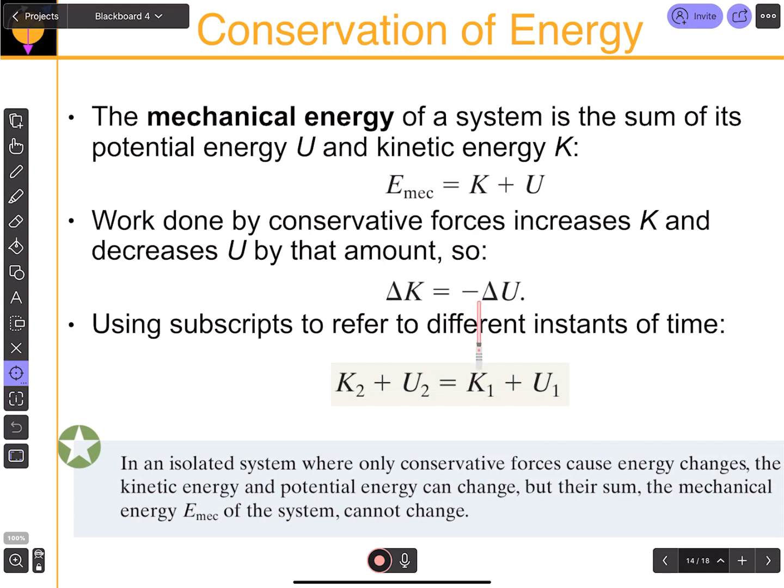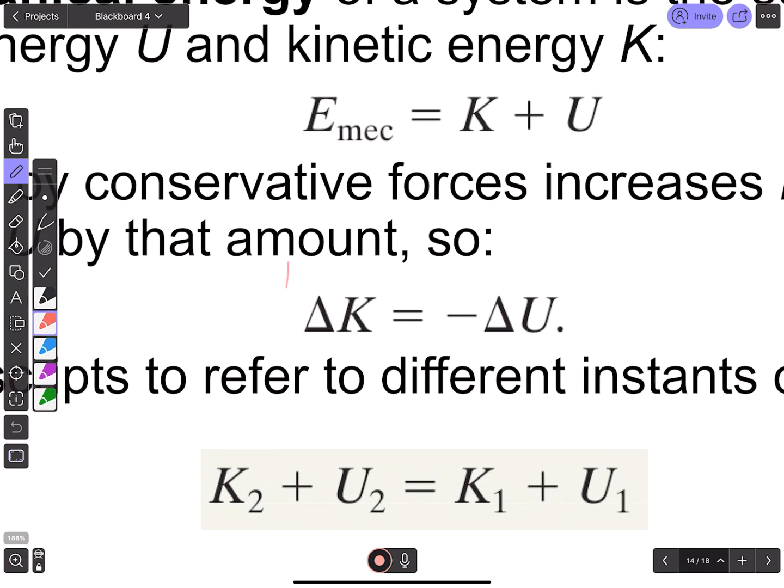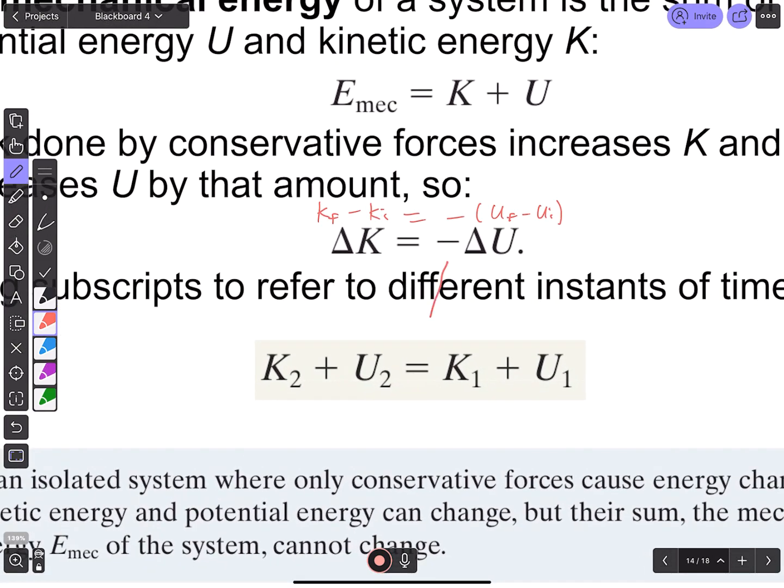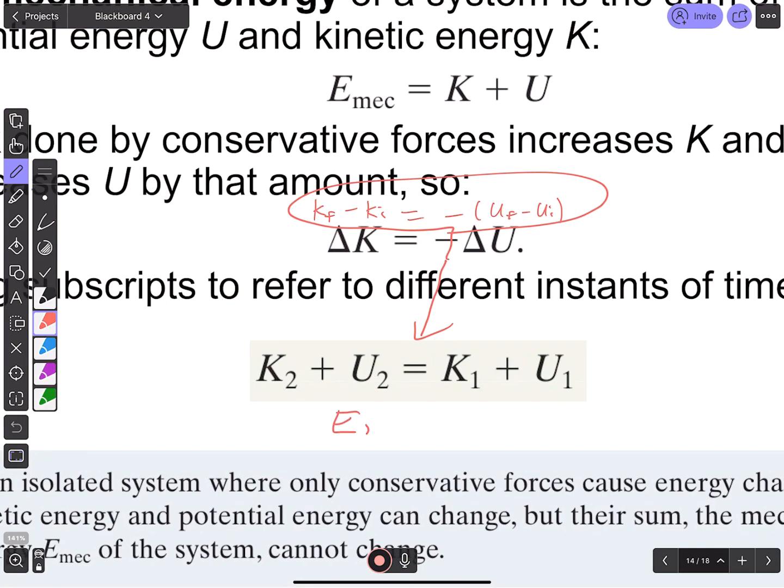Well, we also define work to be the minus change in potential energy. So any changes to the potential energy result in the opposite change in the kinetic energy. If I rewrite delta K as K final minus K initial, and delta U as U final minus U initial, I can rewrite things such that the total energy at one point is equal to the total energy at another point.